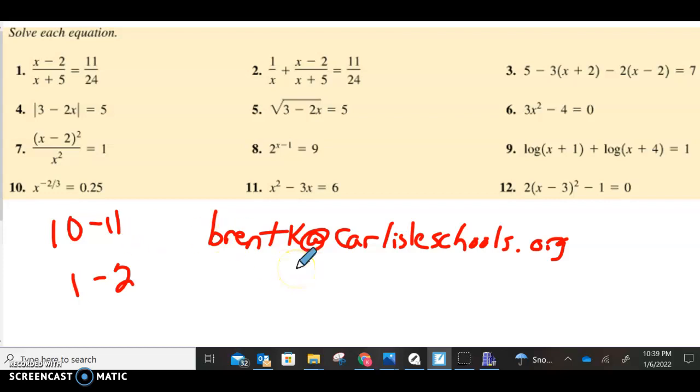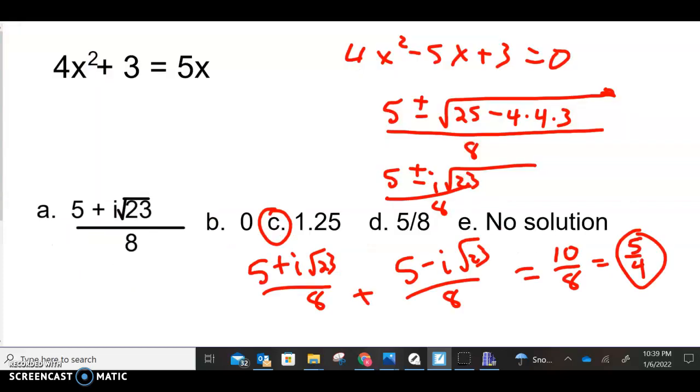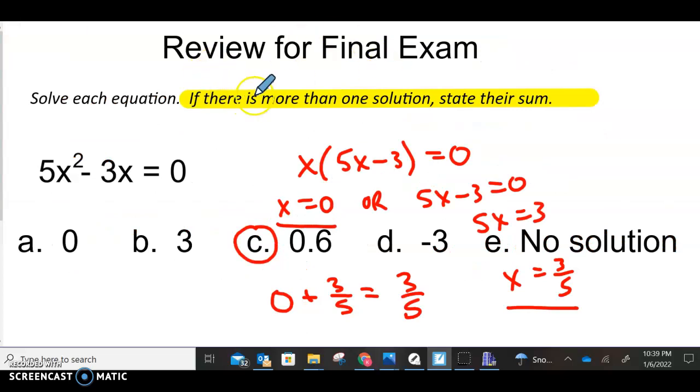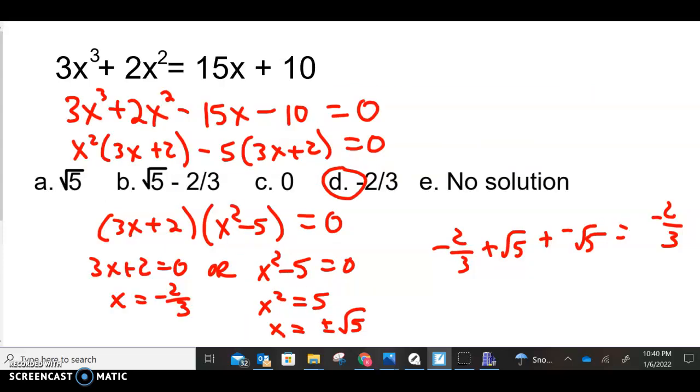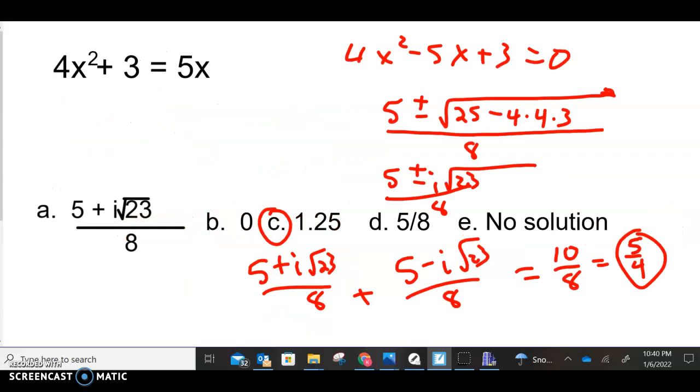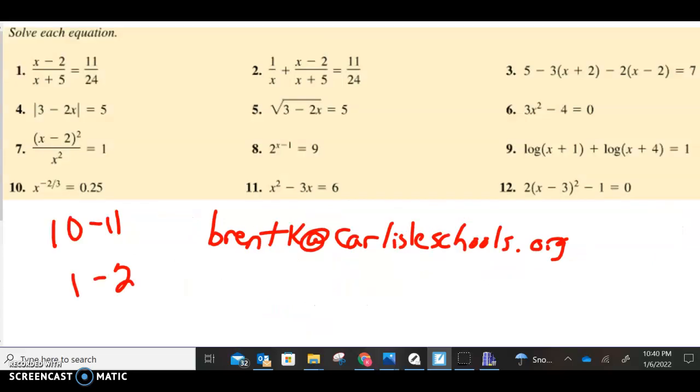Final exam Tuesday. Sorry for all the work on your own for the final, but I think if you just sit down, relax, and go over things, you should be okay. But like I said, the first 14 are like this, where if there is more than one solution, state their sum. Sometimes you do just get one answer, then fantastic. There's nothing to add together. But sometimes you get 2 answers or 3 answers, as you saw here. And then what you have to do is add the answers together, and that's the correct multiple choice response.